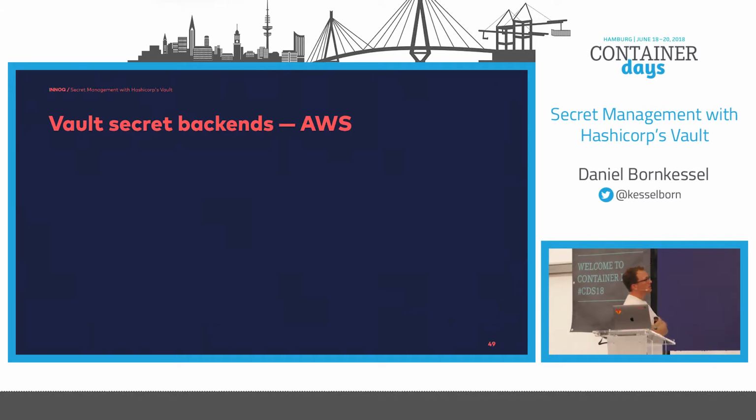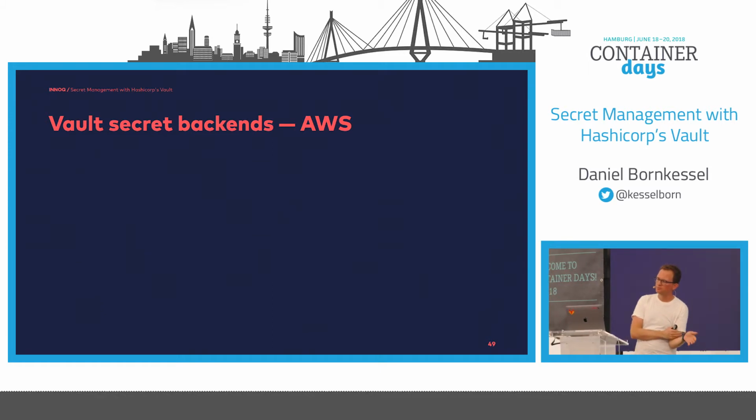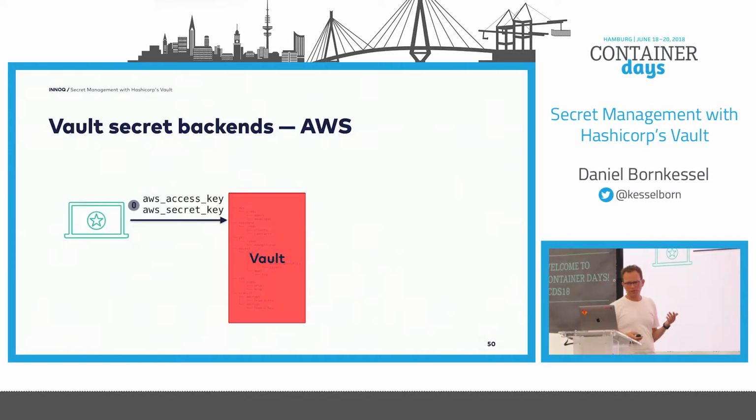Okay, another secret backend is AWS. Like we had AWS authentication earlier, now we want to give access to AWS to users or applications. The configuration is more or less the same. You provide an access and secret key for AWS to Vault, so Vault can create IAM users and/or STS tokens.